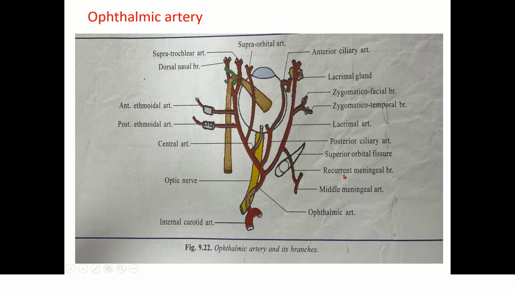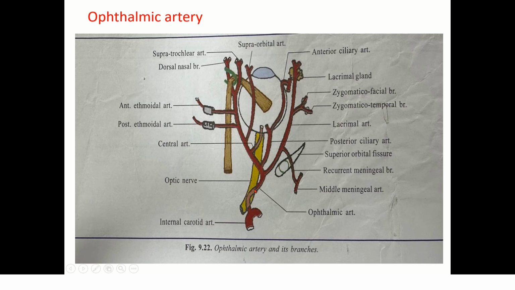So in this session, we'll study ophthalmic artery and ophthalmic vein. As you see in this diagram, ophthalmic artery takes origin from the internal carotid artery when it pierces the roof of the cavernous sinus and medial to anterior clinoid process. So it passes in the same dural sheath as the optic nerve.